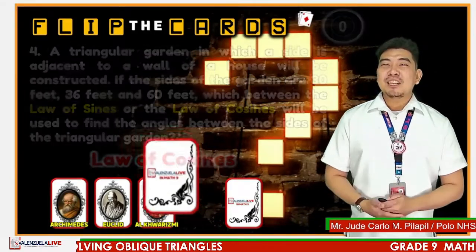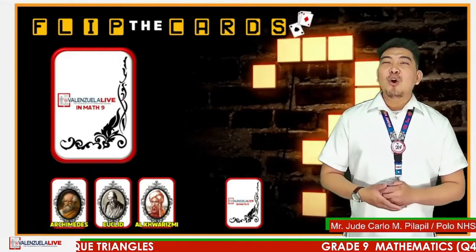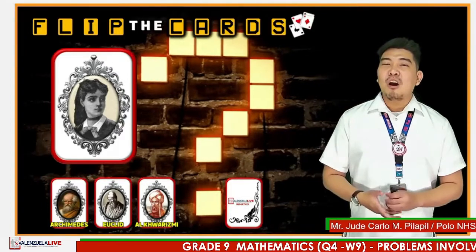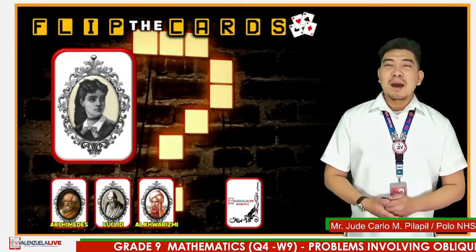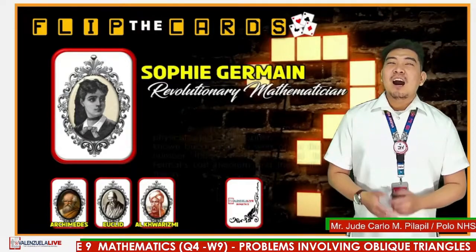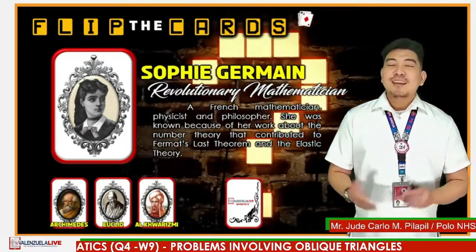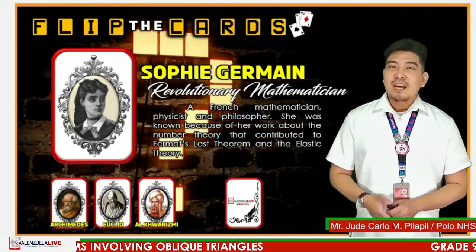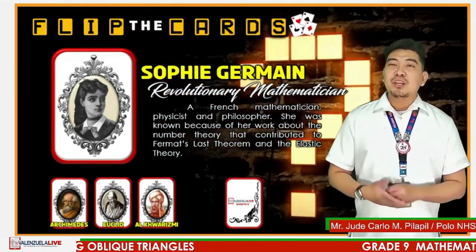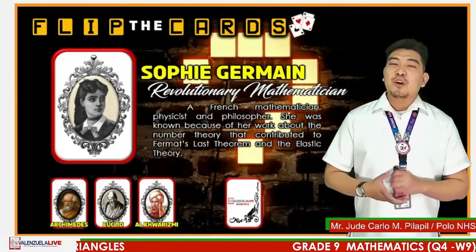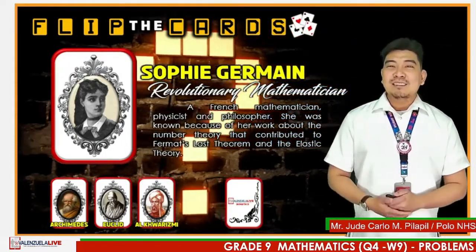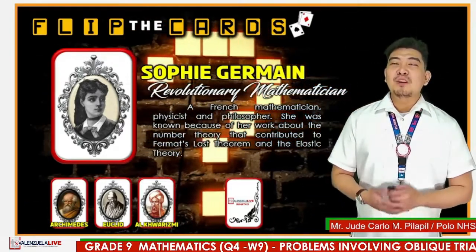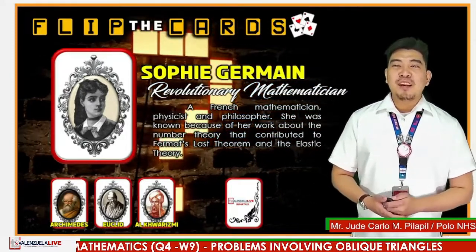The next mathematician is a woman. Not all great mathematicians are men. We also have great mathematicians who are women. One of them is Sophie Germain, a revolutionary mathematician. She is a French mathematician, a physicist, and a philosopher. She was known because of her work about the number theory that contributed to Fermat's last theorem and the elastic theory. I hope that you are still interested in knowing some of the great mathematicians known in our history.